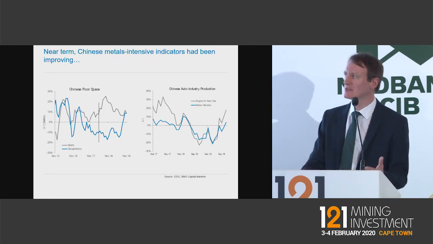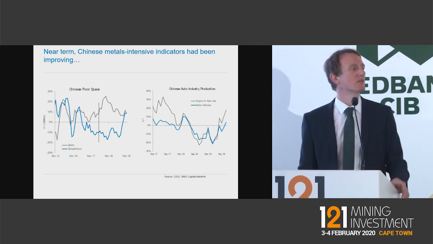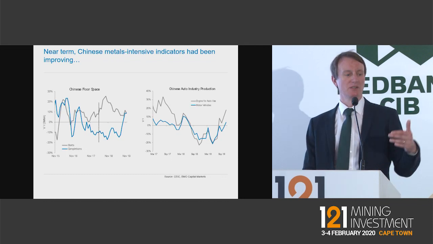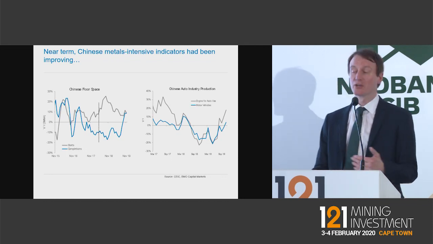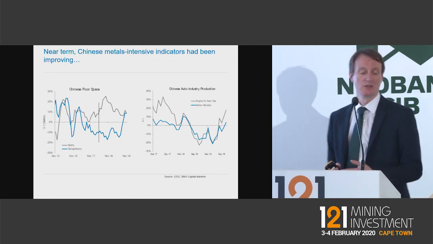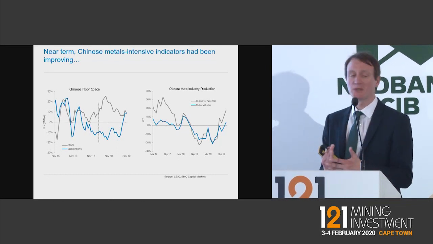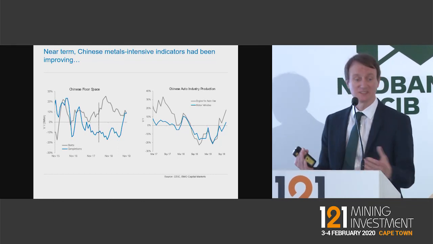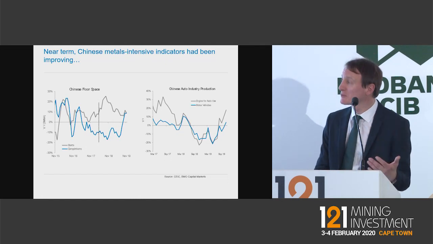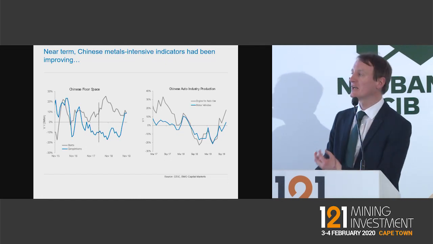And what we saw there, new starts have been positive for a while. So floor space started, good for steel, good for cement, good for the steel making raw materials. That had been doing well, but the completion side had been weak. Completion is much more important for base metal demand. That's your wiring, that's your facades, important for mineral sands demand as well. And that had really been weak.